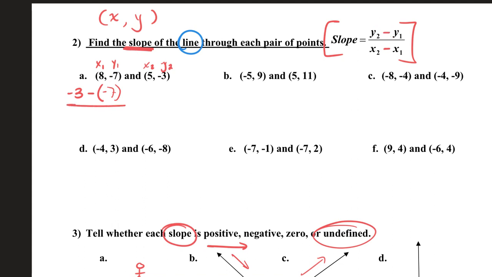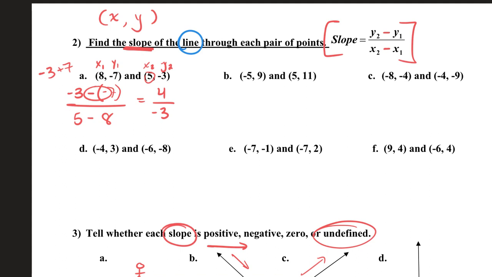Now that's over x2, which is 5. Again, minus, what's x1? Well, it's 8, right? So -3 minus -7 is really saying -3 plus 7. So that's going to be +4 over 5 minus 8. That is -3. So we're almost done with this one.